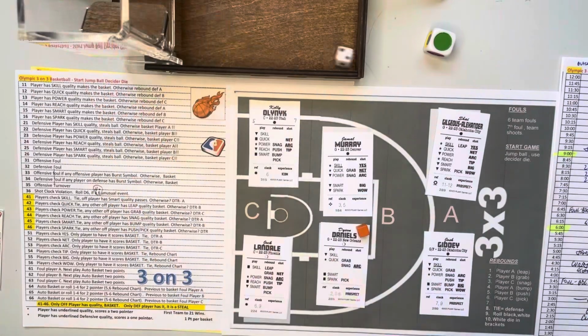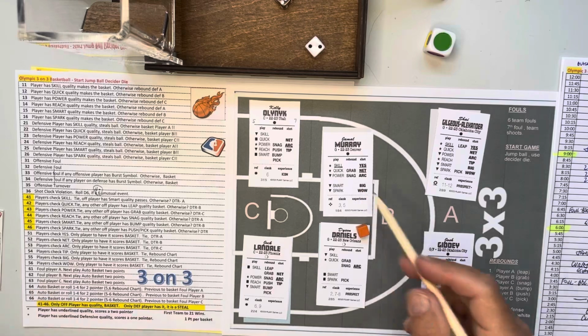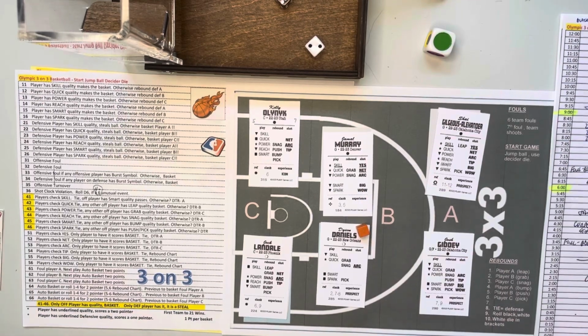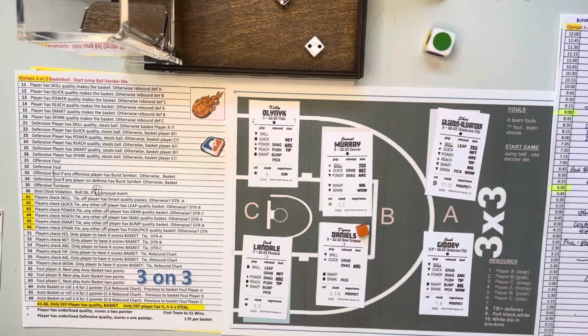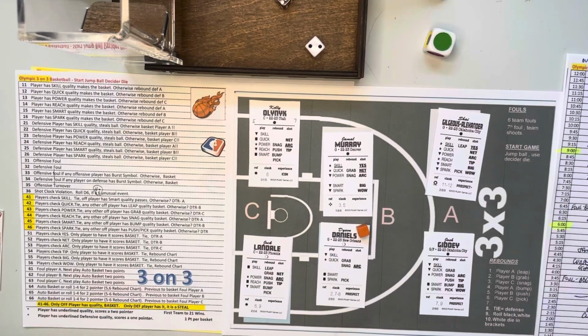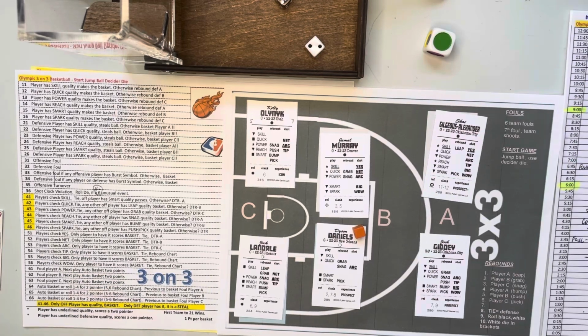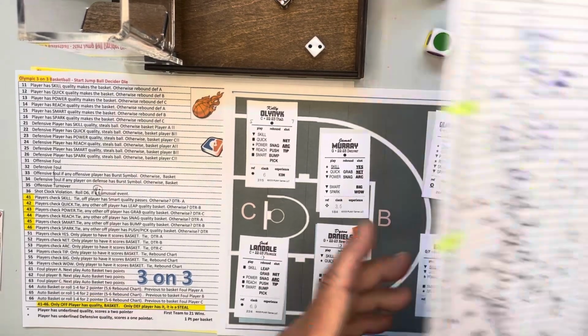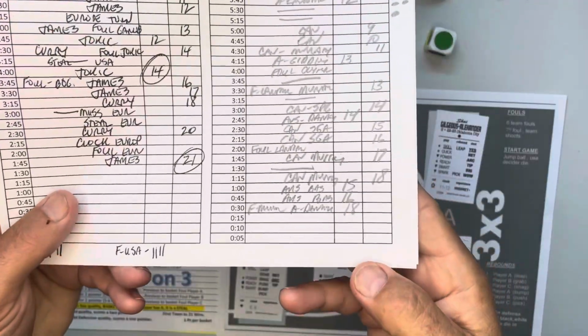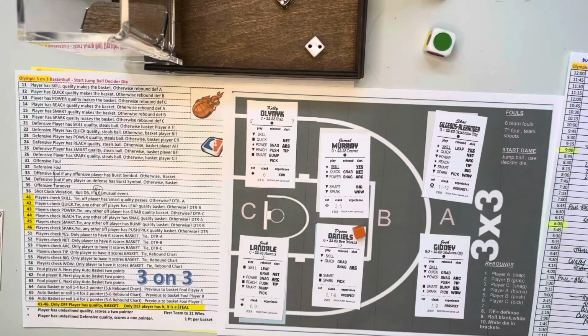Australia has the ball, 62. Foul on player B. So Jamal Murray is getting a foul. That is Canada's 5th. And 62. Next play, auto basket for 2 points. Daniels is going to get a 2-pointer. It is now tied 18-18 with 30 seconds to go in this game.